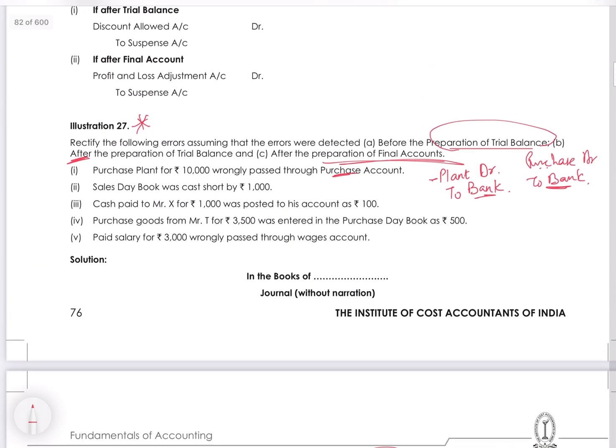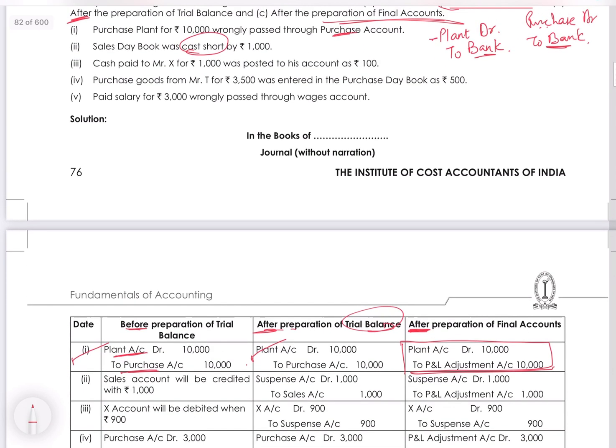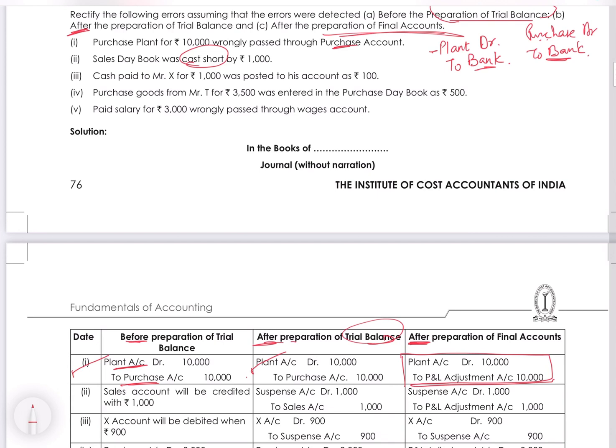Next. Sales day book was cast short by 1000. Cast short means what? We showed less sales. Correct? So can I say I should pass a sales entry? We are selling. It's an income. It's a nominal account. For a nominal account, what happens? Debit all expenses and losses, credit all incomes and gains. So sales is an income, so sales should be credited.